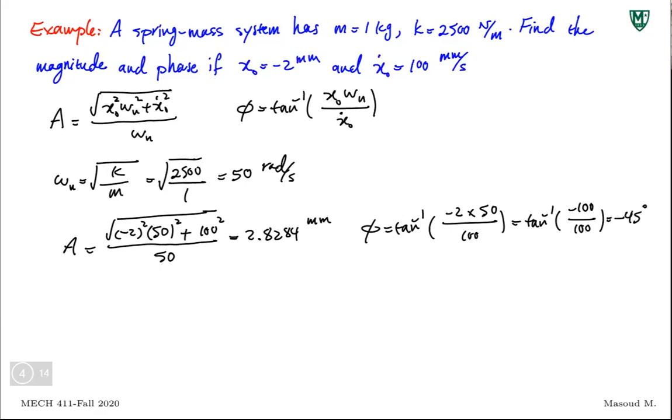Or if you're going to go the positive way, just plus 180. So I guess it becomes 135 degrees. So, okay, hopefully that was a straightforward example. All right, we have system properties, we have initial conditions, just use that to find the system amplitude and phase.